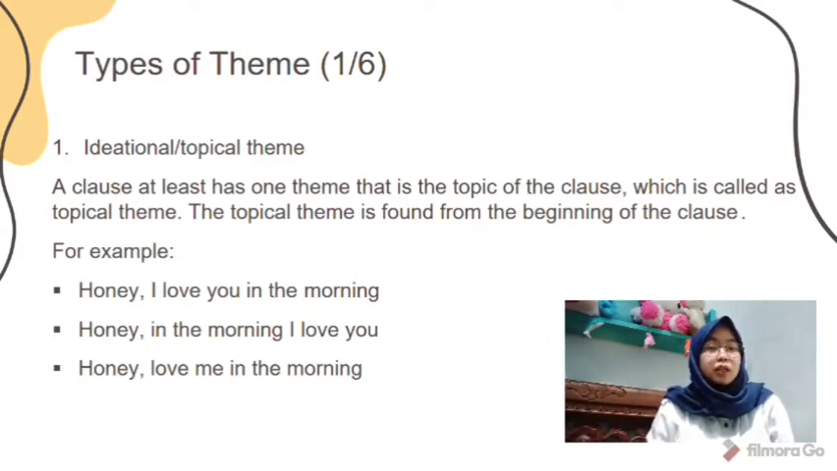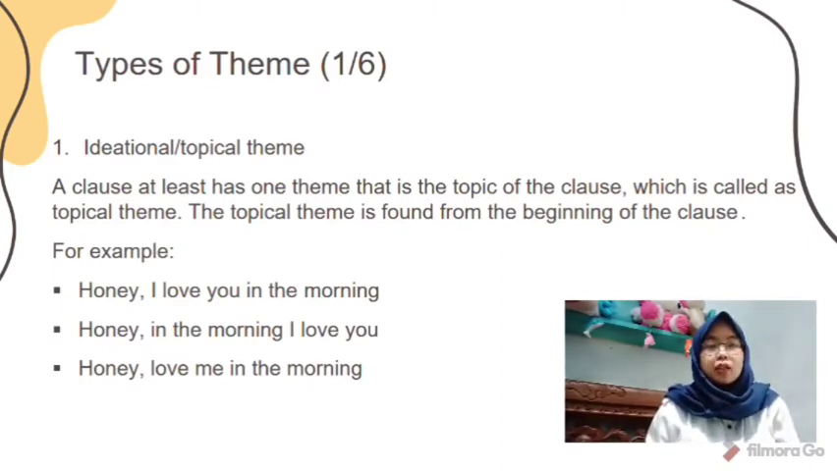First, we will discuss additional or topical theme. A clause at least has one theme that is the topic of the clause, which is called topical theme. The topical theme is found at the beginning of the clause. For example, honey, I love you in the morning. It starts with honey, but the word honey here actually does not have the qualification to become a theme or topical theme. Topical theme needs to be one of the functions of transitivity. It is either a process, a participant, or a circumstance.